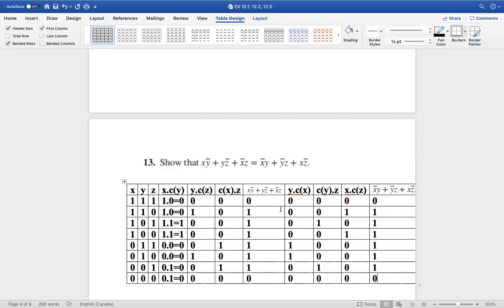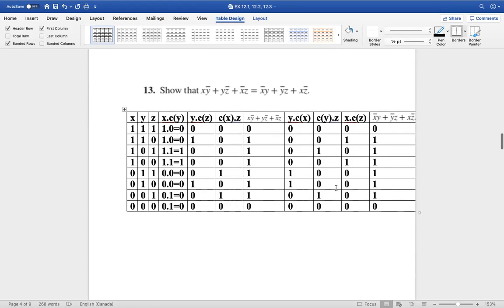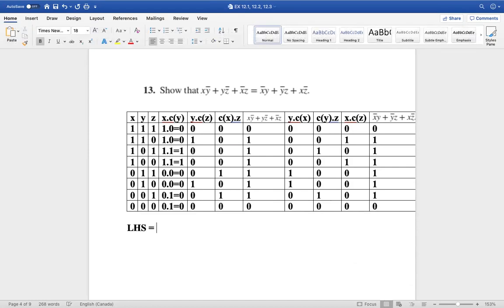Okay, so now we see that the left hand side expression has these values, and this expression here has these values. Now we see that these values are exactly equal to each other, right? So therefore we can say that the left hand side equals the right hand side. All right, any questions here?